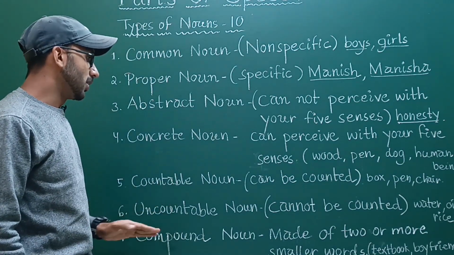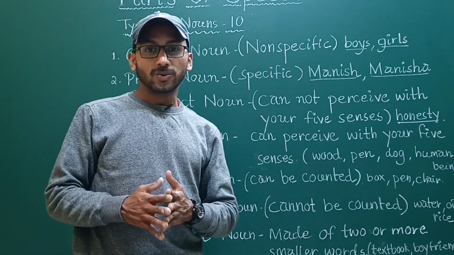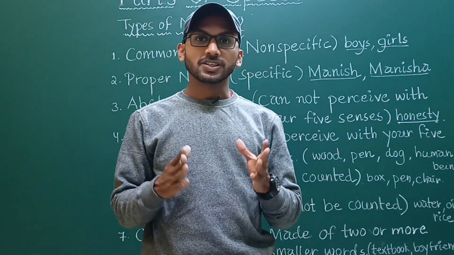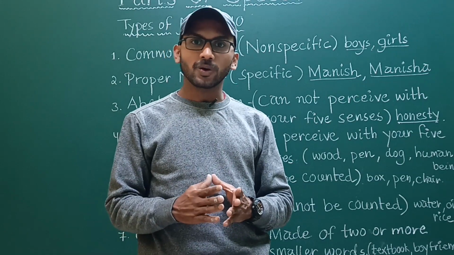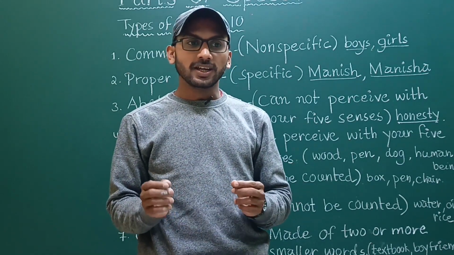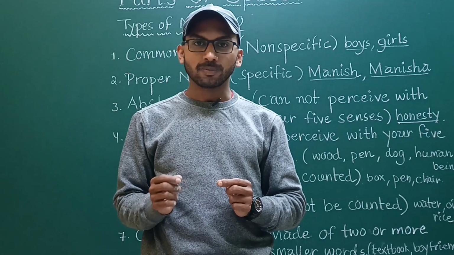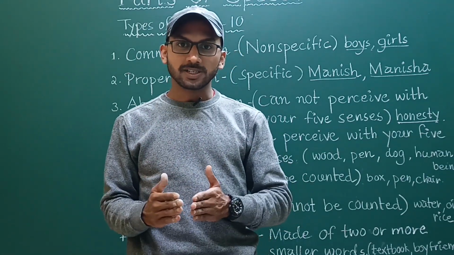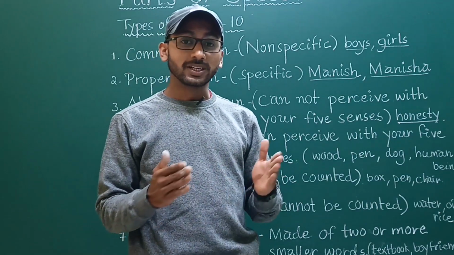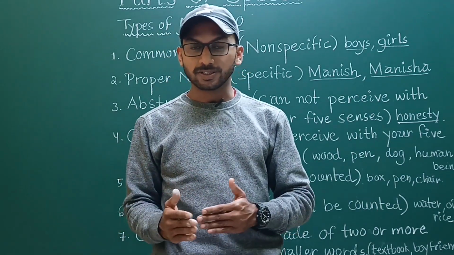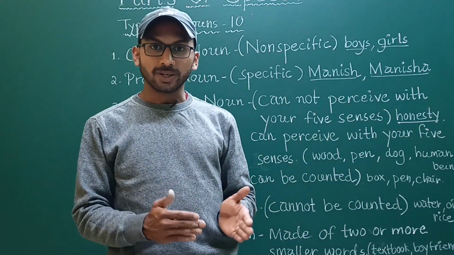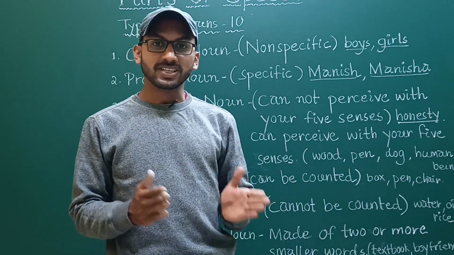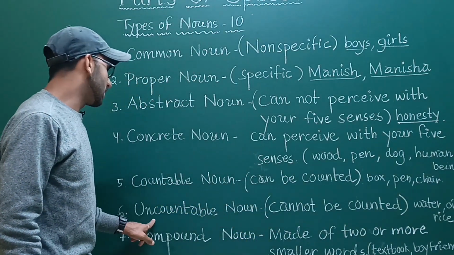Now, countable noun. The noun that we can count is known as countable noun, and countable noun will always be followed by a letter S in the plural. So we can make a pen into pens in plural. We can make a pencil into pencils in plural. We can make an eraser into erasers in plural, but we cannot do the same thing to the uncountable noun.